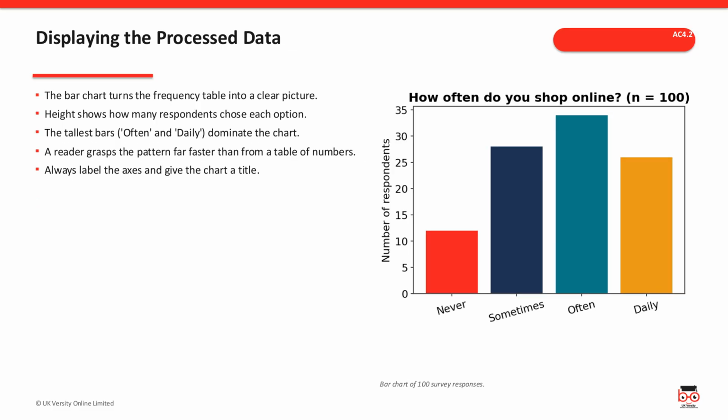Turning that frequency table into a bar chart makes the pattern instant. The height of each bar shows how many respondents chose each option, so the tallest bars, often and daily, clearly dominate. A reader grasps the shape of the responses far faster than they would from a column of numbers. Just be sure to label both axes and give the chart a title. An unlabeled chart tells the reader nothing. A good chart does a lot of the interpreting for you.